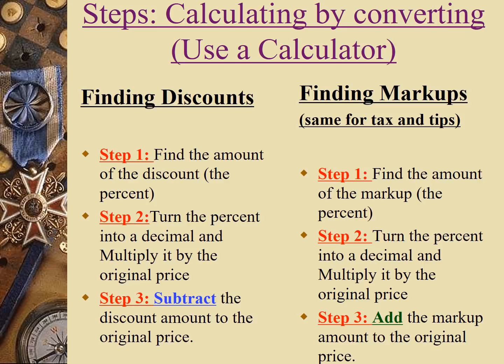All right. Finding markups, tax and tips work pretty much the same except we add. So step 1, we find the amount of the markup, the percent, change the percent into a decimal, and multiply it by the original price. Then you add that amount to the original price. So that's the big distinction between the two. Discounts, we subtract the two amounts. Markups, we add the two amounts.